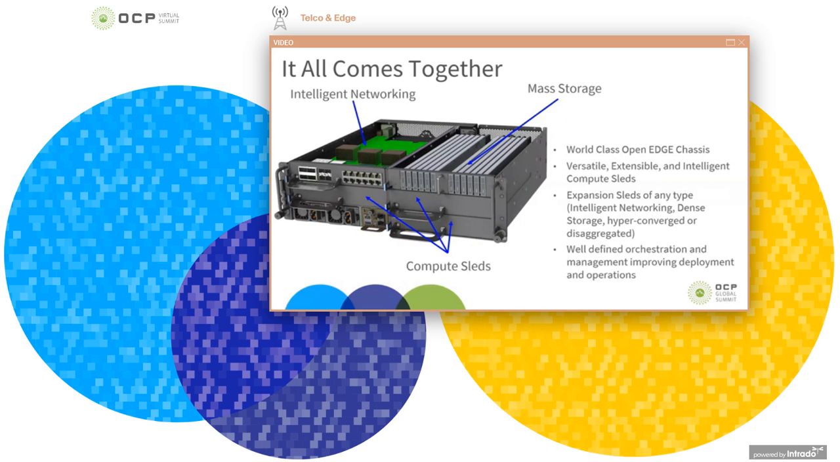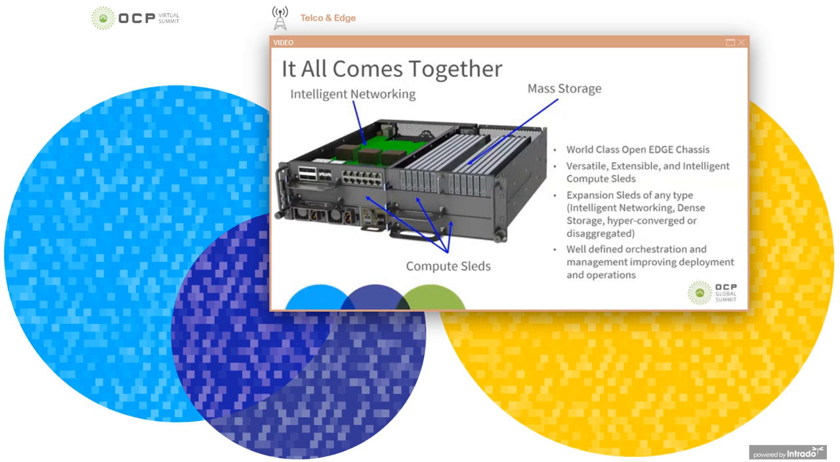Finally, how does it all come together? Well, in this particular implementation or example, we're showing how all of these particular solutions can be brought together into a single chassis-based solution. This could be a box that's deployed on a wall, essentially in a box store somewhere, that allows you to have the compute capabilities you need.